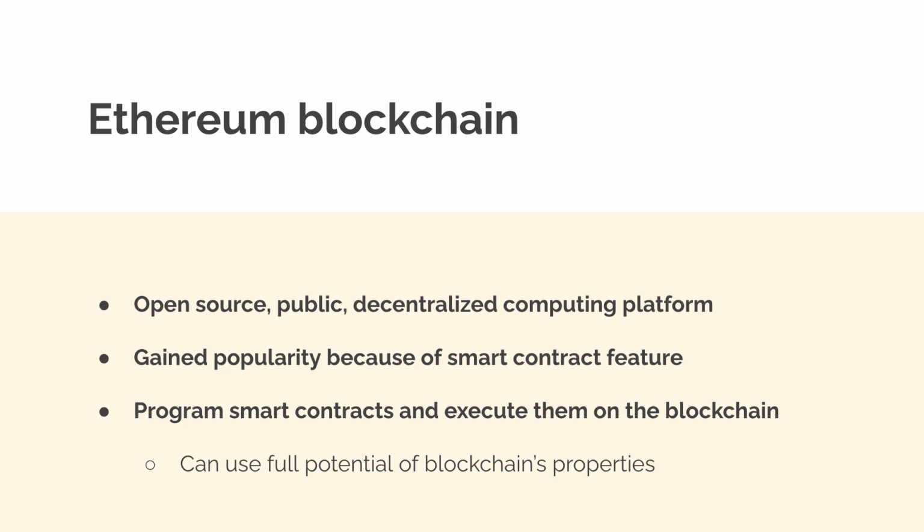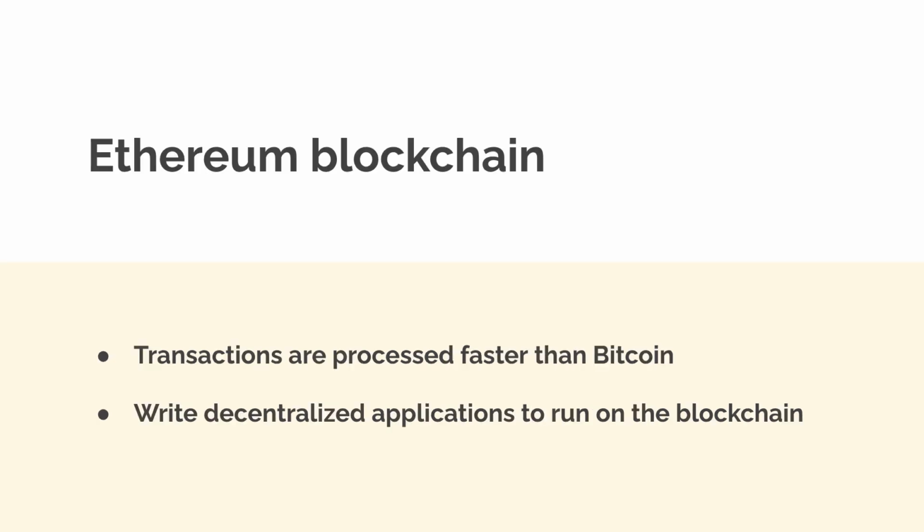So with Ethereum, it really opened the ability for developers to use the full potential of blockchain's properties. With the Ethereum blockchain, transactions are processed faster than the Bitcoin blockchain, and you can write decentralized applications to run on the blockchain. So this could be, for example, a front-end website that takes votes, or a front-end website that takes in transactions that you want to perform, or any kind of website or application, and then you can use the blockchain to store data, to send transactions, etc.